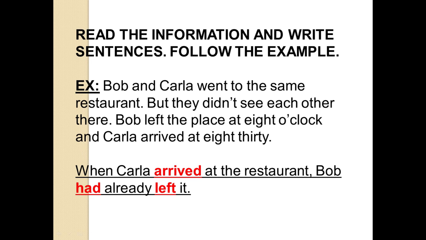Here, there are some examples. Let's read. Bob and Carla went to the same restaurant, but they didn't see each other there. Bob left the place at 8 o'clock and Carla arrived at 8:30. What happened first? First, at 8 o'clock, Bob left the place. And then, later, Carla arrived, 8:30. Action number 1, past perfect. Action number 2, past simple.